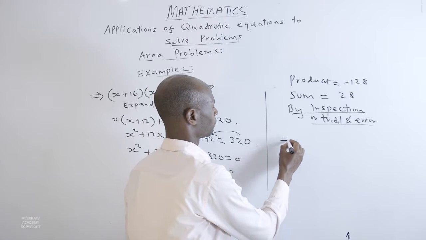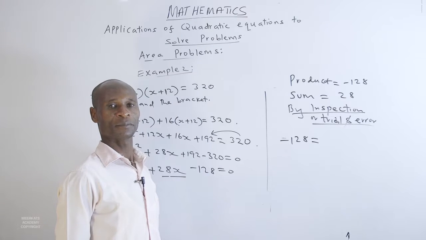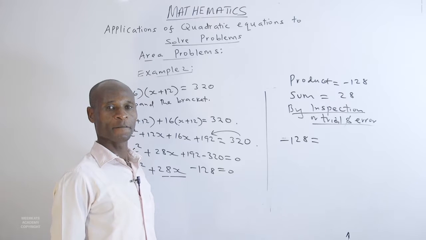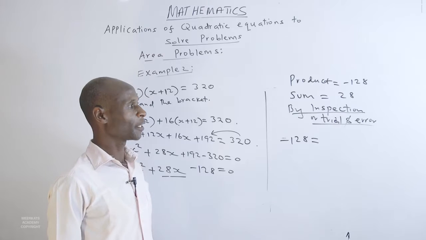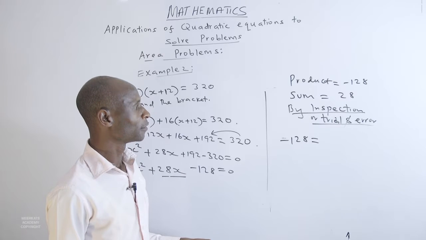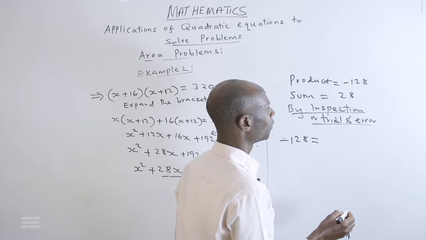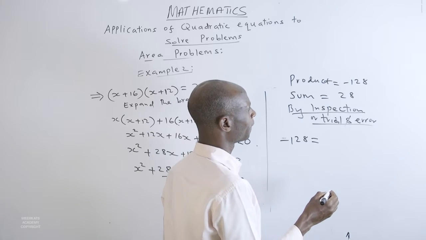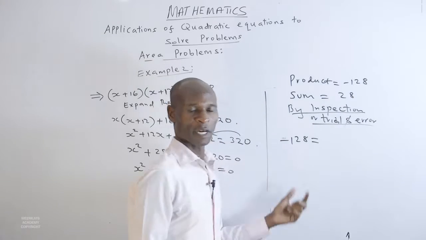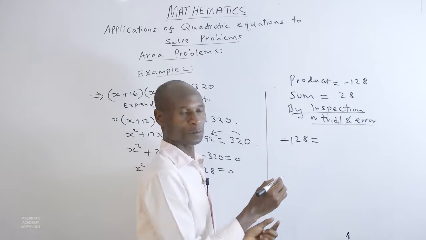So negative 128 can be obtained by taking, for example, let us start with a number like 10 times... or we can establish those factors using inspection. We start with the 2.